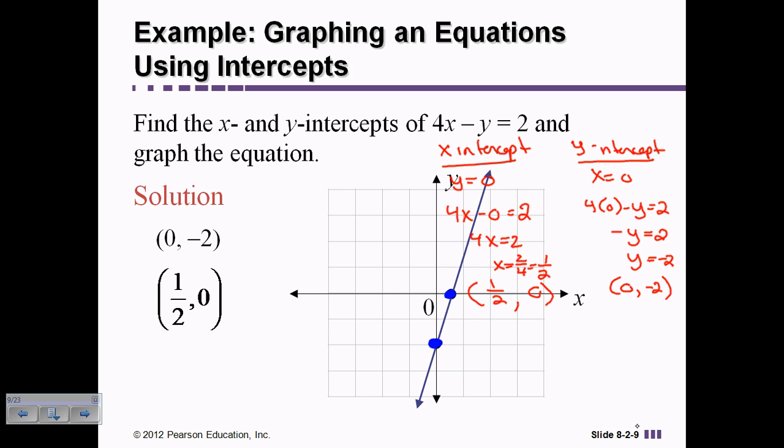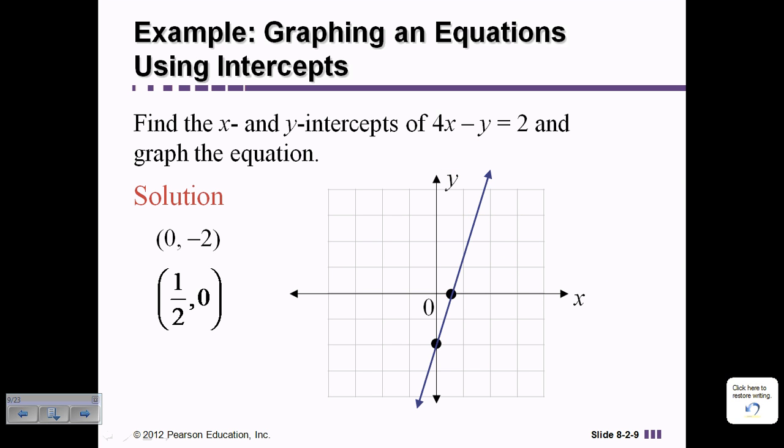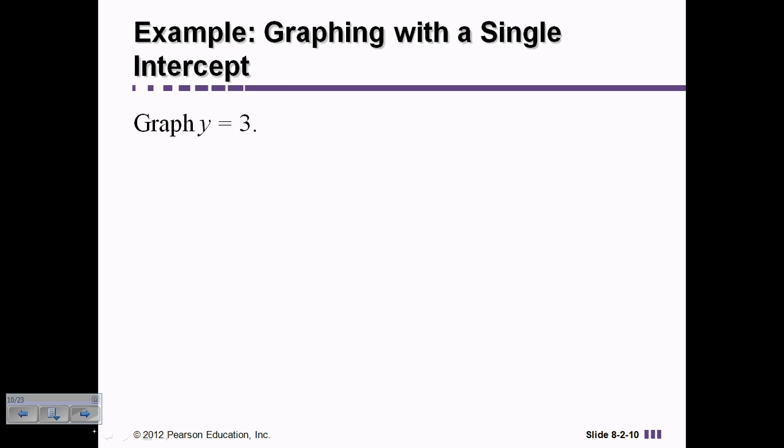Another way of looking at this problem is what we refer to as the cover-up method. If you're trying to find the y-intercept, you can cover up the x and pretend it's not there and solve for y. And to find the x-intercept, we're going to cover up the y, pretend it's not there, and solve for x. So that's another way of thinking about it. It's called the cover-up method. You might have seen that before.